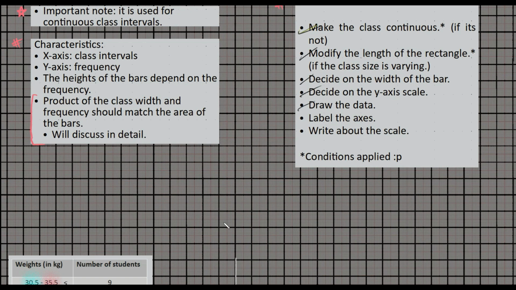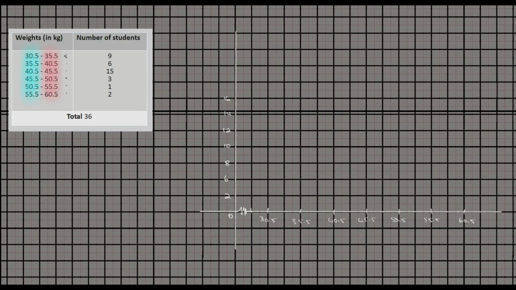Then draw the data. So for the data, we have 30.5 to 35.5 is 9, so that will be 9. And 35.5 to 40.5 is 6.